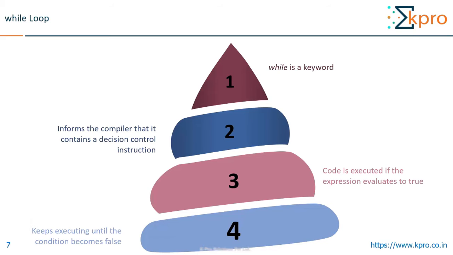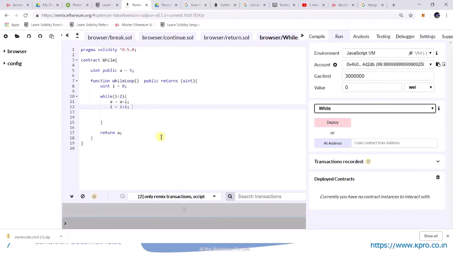Now let us have a look at an example where we'll be using the while loop. This is a simple example where we have used the while loop. We have a state variable which is initialized to 5. Then we have this function where we have a local variable I which is initialized to 0, and then here we have the while loop, with the condition I is less than 2. If I is less than 2, then the code inside the braces will be executed. So A will become A plus I, and I will be incremented, and this loop will run until I is no longer less than 2, and finally we'll return the value of A.